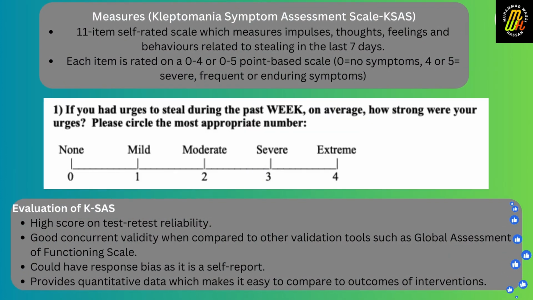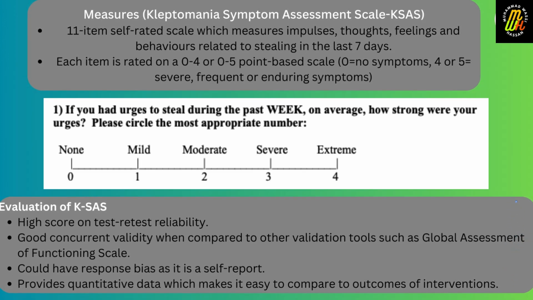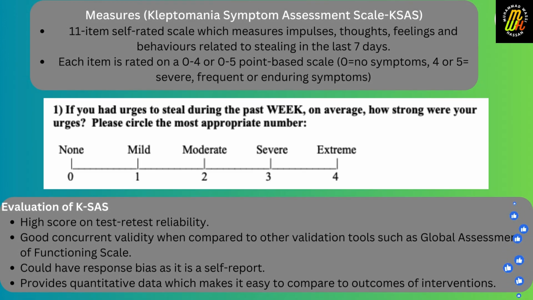Myers Kleptomania Symptom Assessment Scale (KSAS): an 11-item self-rated scale which measures impulses, thoughts, feelings, and behaviors related to stealing in the last 7 days. Each item is rated on a 0 to 4 or 0 to 5 point scale. 0 is equal to no symptoms, 4 or 5 is equal to severe, frequent, or enduring symptoms. 1. If you had urges to steal during the past week, on average, how strong were your urges? Please circle the most appropriate number: 0, none; 1, mild; 2, moderate; 3, severe; 4, extreme.